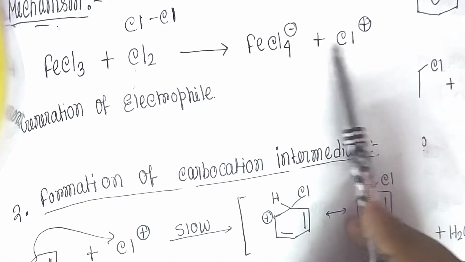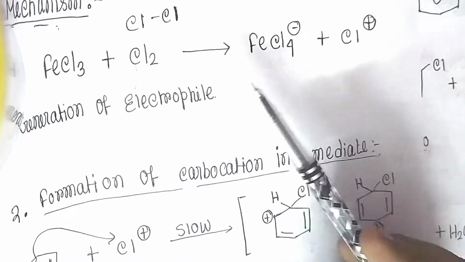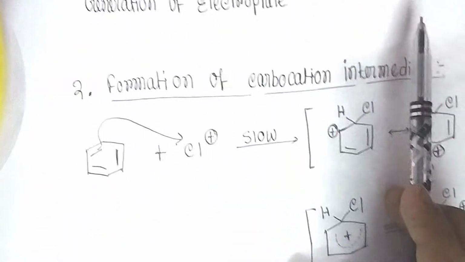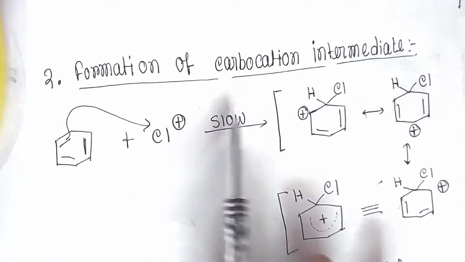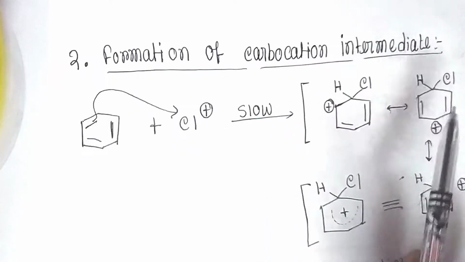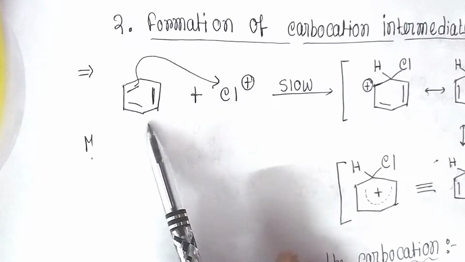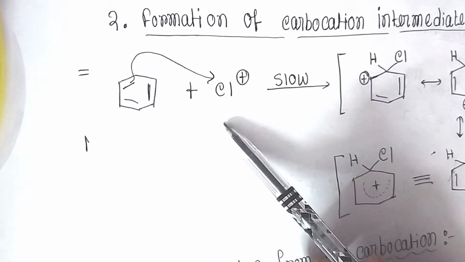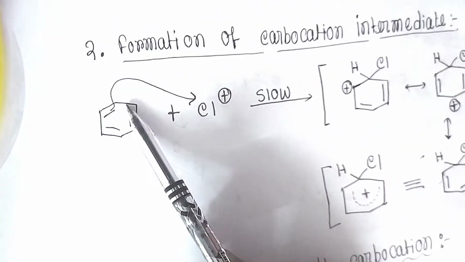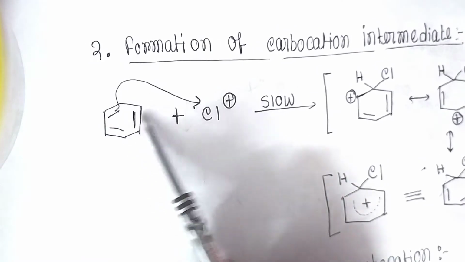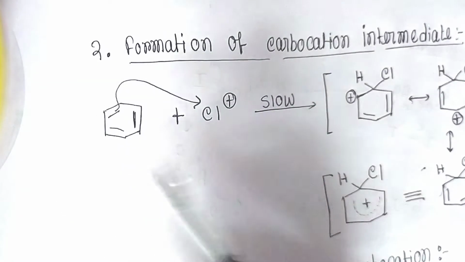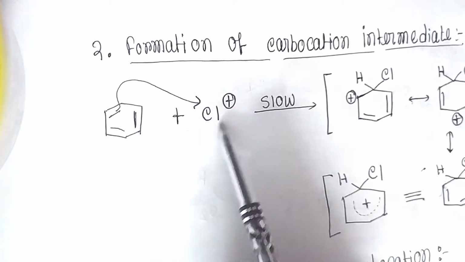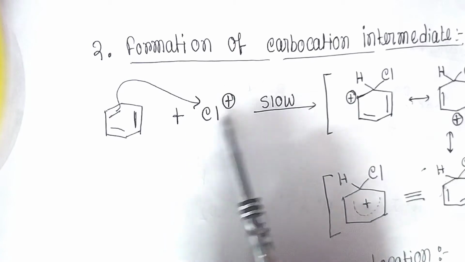This is how an electrophile is generated. Why do we call it an electrophile? Because it is electrophilic, it wants electrons. Now, the second part is formation of the carbocation intermediate. The benzene ring reacts with this Cl plus, this electrophile. The pi bond is a dense electron cloud, so this electron pair just attacks the Cl plus, which is an electrophile.